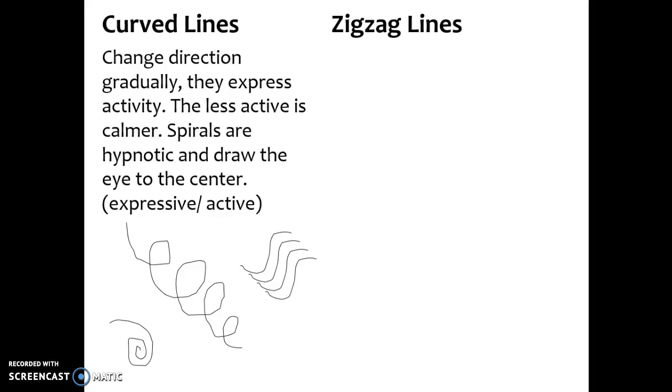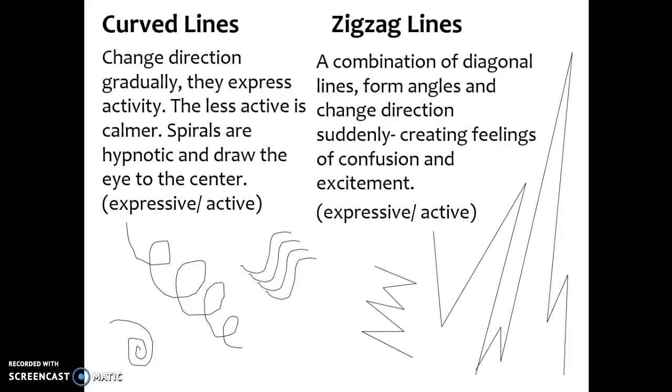The other type is zigzag lines. These are a combination of diagonal lines. They meet at sharp angles, changing direction suddenly. They create feelings of confusion and excitement, and they are active and expressive lines.